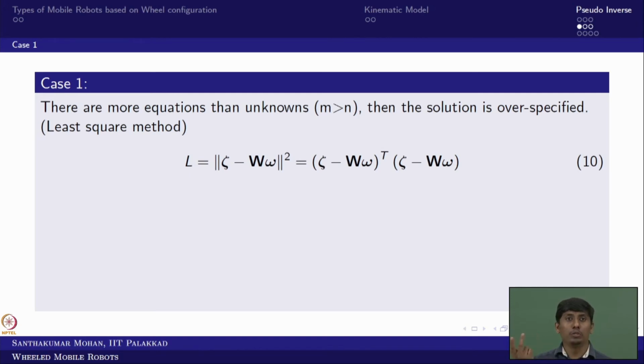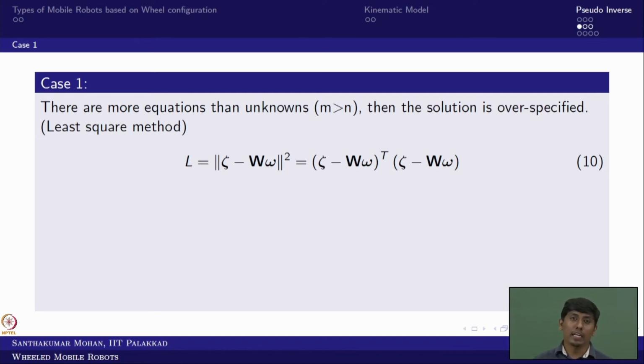Why? Because there are only 2 unknowns. So then what I can do is reduce this length to 0 or a minimum. In that sense, what I can bring in as an objective function L is the length of the vector, which I take as the 2-norm of zeta minus W into omega.